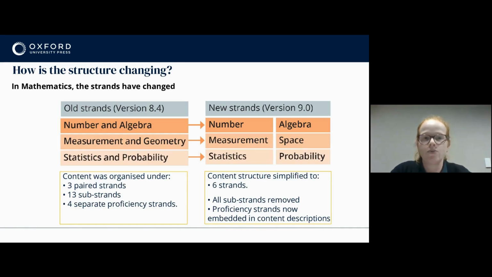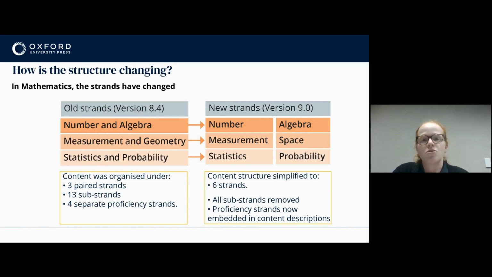In addition, you'll be familiar with the old strands. We had paired strands of number and algebra, measurement and geometry, and statistics and probability. And we had 13 sub-strands and 4 separate proficiency strands. The strands have now been decoupled. So we have separate number, algebra, measurement, space instead of geometry, statistics and probability. There's no longer any sub-strands, and the proficiency strands are now embedded in content descriptions.